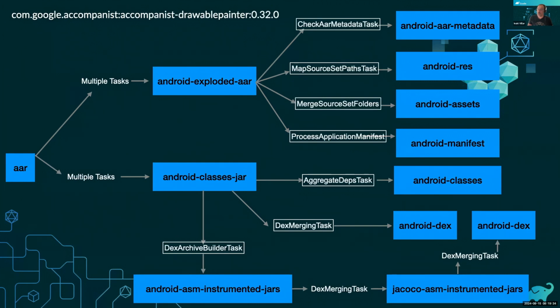Again, one of the best examples is the DEX merging task. This class is going to merge the different DEX files of external dependencies, internal dependencies, or dependencies in the project. So it's the one that is actually requesting a dependency that requires a specific input with a specific attribute.